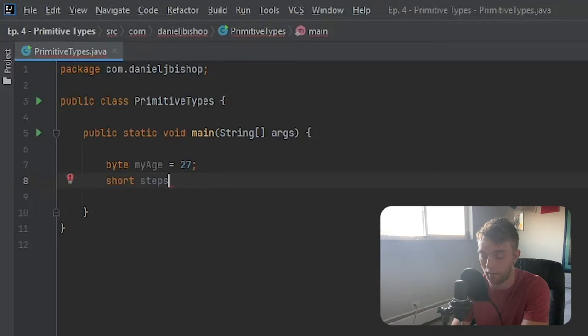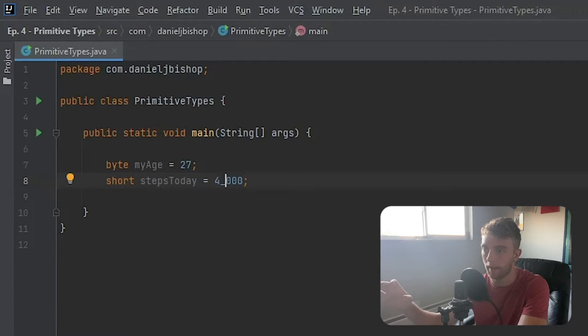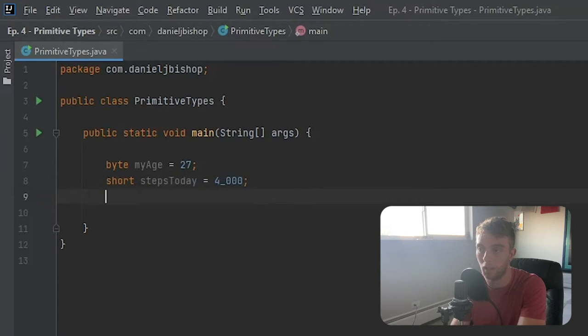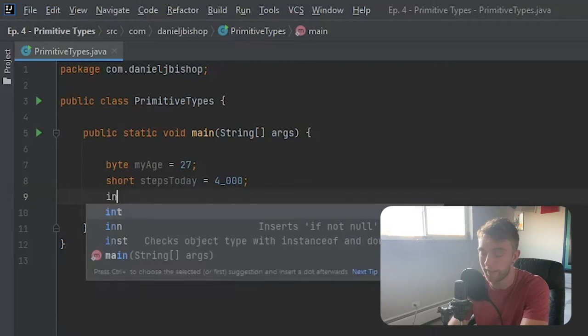And then after that we have short, and for this one, let's put the steps I've taken for today. I've actually only done 4,000, which is not very much. One thing that I will say about numbers is that you can put an underline, not a dash, as a replacement for the commas that you would normally have when writing numbers. So just good to know.